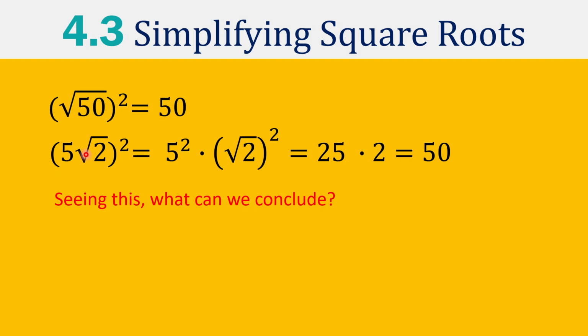This one we can also calculate, right? If I have a square of 5 root 2, I have to square the 5. I have to square the root 2. That gives me 5 squared times root 2 squared gives me 25 times 2 equals 50.